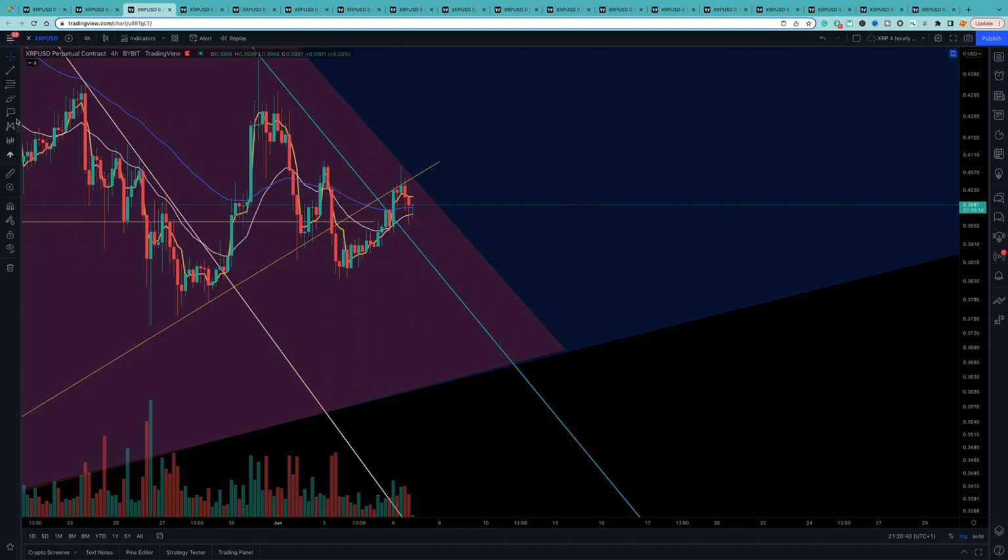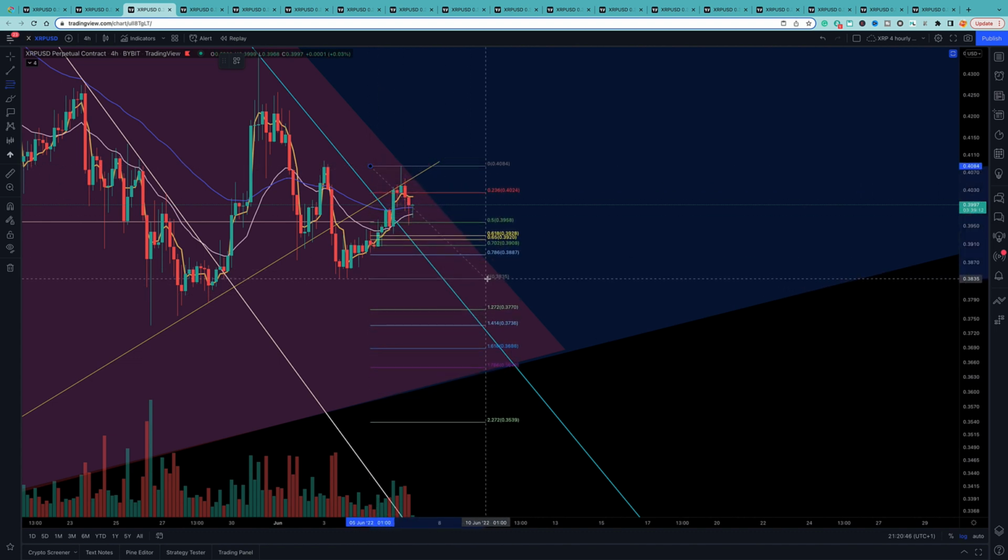There's an impulse here that's correcting, and XRP has been doing a lot of 786s lately, which will bring it down to about 38.86. Let's say 39 to round it out, to do this correction, thereabouts.